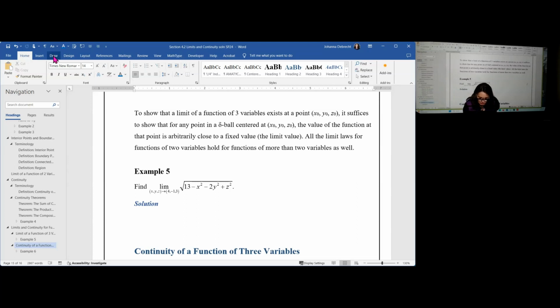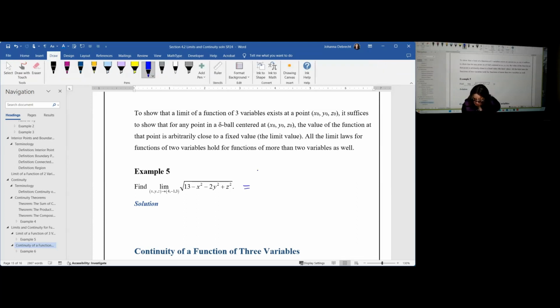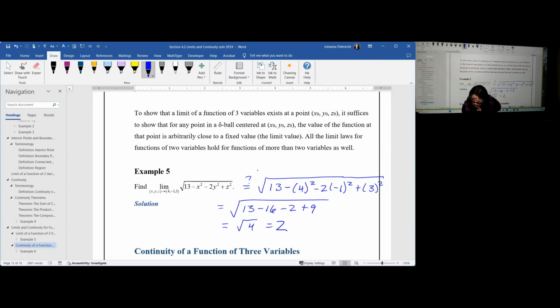So the first thing we're going to do here on this one is go ahead and substitute in the values, with a question mark because we don't know if we'll get a finite real. So this gives me 13, substituting 4 in place of x, substituting -1 in place of y, and substituting 3 in place of z. This will give me the square root of 13 minus 16 minus 2 plus 9, which gives me -5. I'm getting the square root of 4, which gives me 2. So hopefully that's what you got at home. If not, I may have a typo somewhere. But basically, I got a value, which means that the function exists there and the limit exists there, and they're the same, which means it's even continuous there. But I got the limit value.